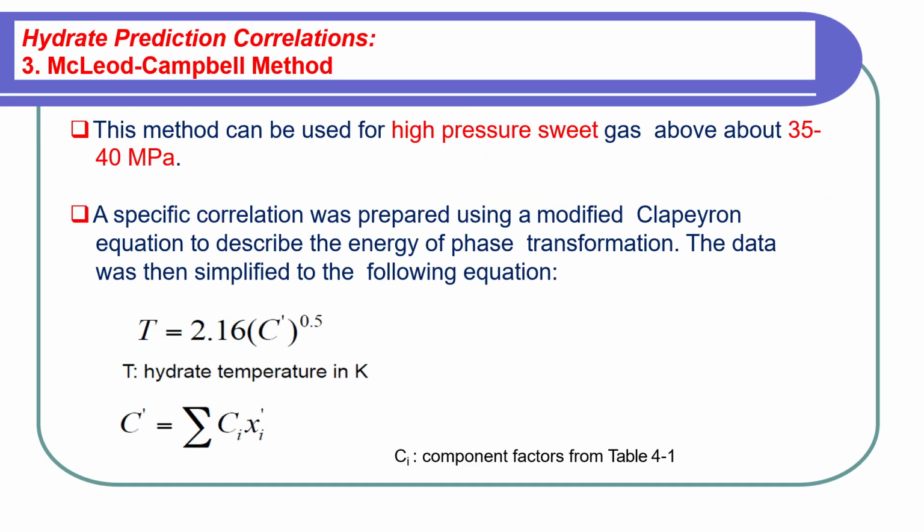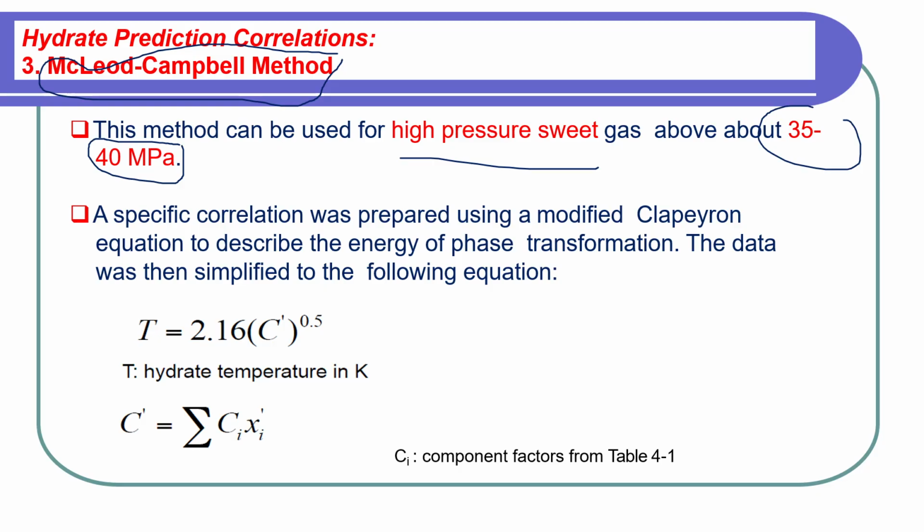The third method, which can also be adjusted or used for high pressure systems, is what we call the McLeod-Campbell method. The McLeod-Campbell method can be used for high pressure sweet gas, specifically between 35 and 40 megapascal.